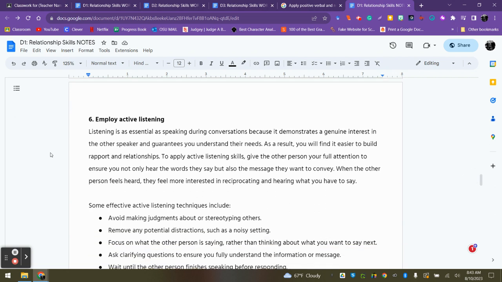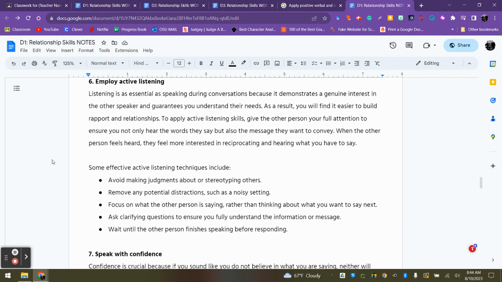6. Employ active listening. Listening is as essential as speaking during conversations because it demonstrates a genuine interest in the other speaker and guarantees you understand their needs. As a result, you will find it easier to build rapport and relationships. To apply active listening skills, give the person your full attention to ensure you not only hear the words they say, but also the message they want to convey. When the other person feels heard, they feel more interested in reciprocating and hearing what you have to say.